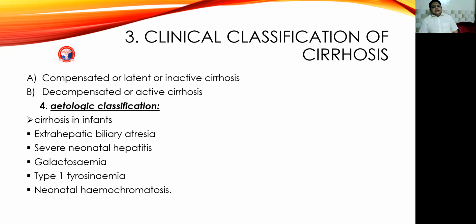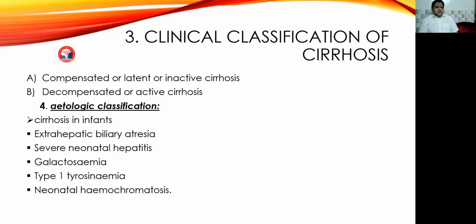Next one is the fourth type, that is etiological classification. Based on the etiology of the disease, we can classify cirrhosis into various types. First one is cirrhosis in infants. First cause is extrahepatic biliary atresia. In infants, one main cause is extrahepatic biliary atresia. So any child with jaundice, we always rule out extrahepatic biliary atresia. Next is severe neonatal hepatitis.